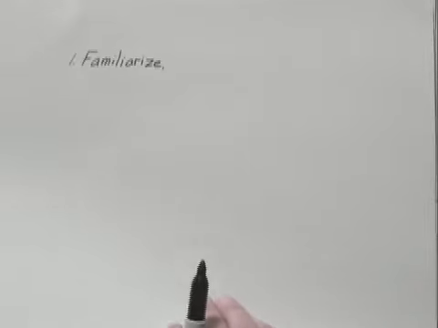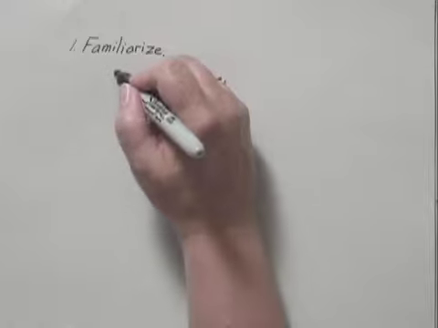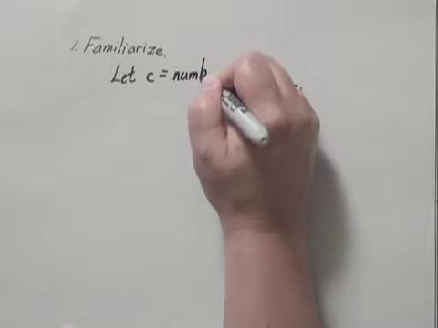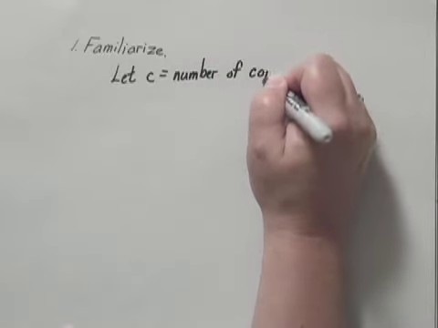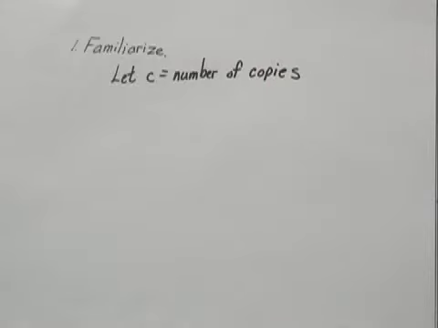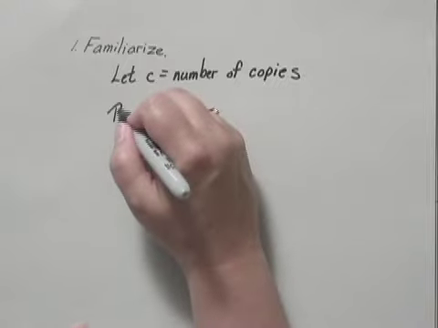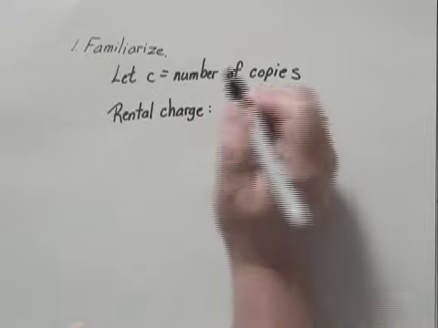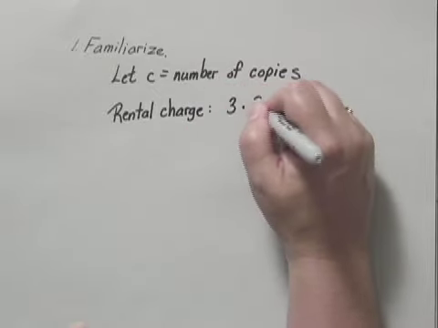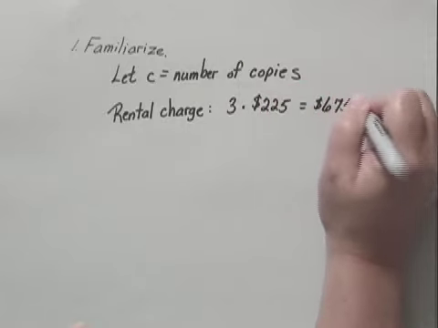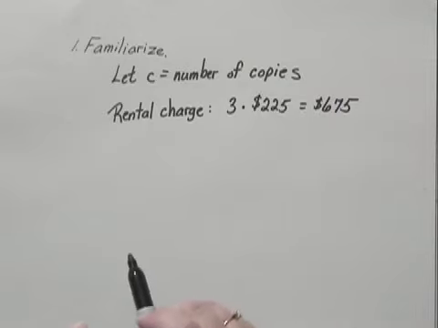We'll start by familiarizing ourselves with the problem. We read it carefully, and we're looking for the number of copies they can make, so we'll let C represent the number of copies. Now we notice we have two types of charges. We have a rental charge, and the rental charge is going to be for 3 months, and that will be 3 times $225 a month, or $675. And then we have a copy charge.